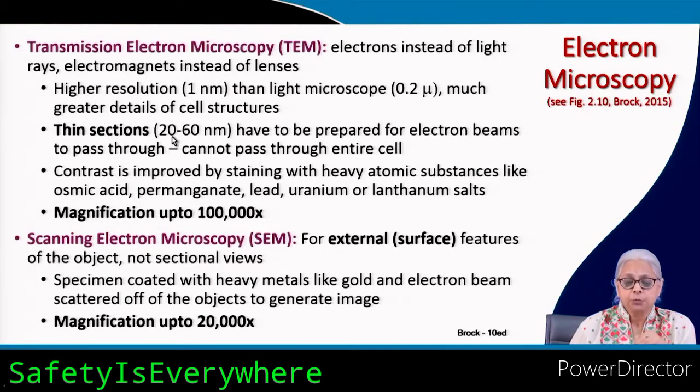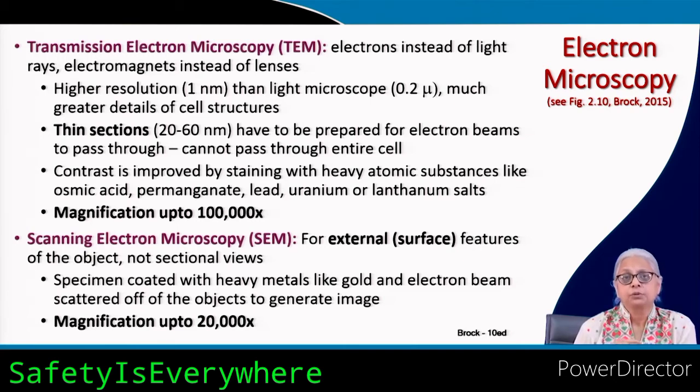Thin sections of 20 to 60 nanometers have to be prepared for the electron beams to pass through. They cannot pass through an entire cell. And for creating the sections, you need a fair amount of preparation. Preparation of the sample is done by staining with heavy atomic substances like osmium, permanganate, lead, uranium, or lanthanum salts. The first thing you do is stain the section, which improves the contrast and so on. So like I said, the magnification is around 100,000 times.